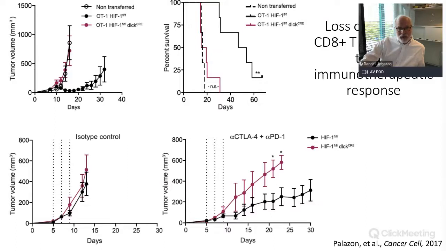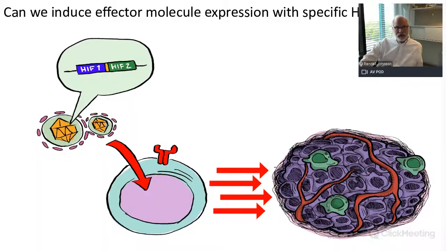And then if we looked at a checkpoint blockade experiment in the lower panels, you can see that there again, the loss of HIF-1 alpha in these T cells caused a very greatly reduced capacity to ultimately control tumor growth in checkpoint blockade, arguing again that the T cells themselves really have an absolute requirement for HIF expression in order for cytotoxic T cell function.